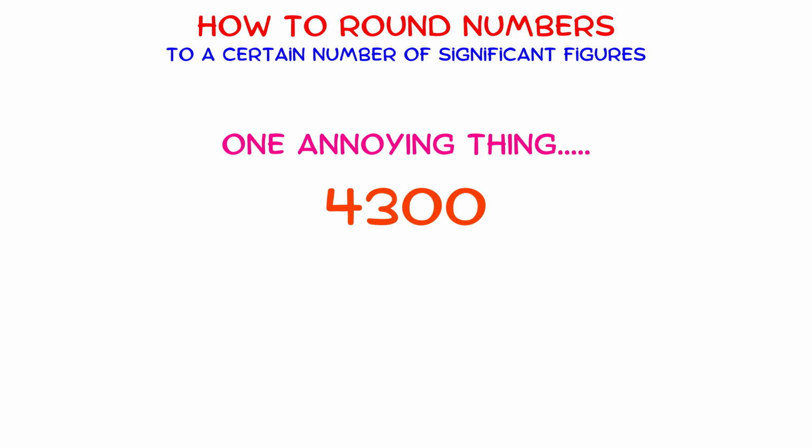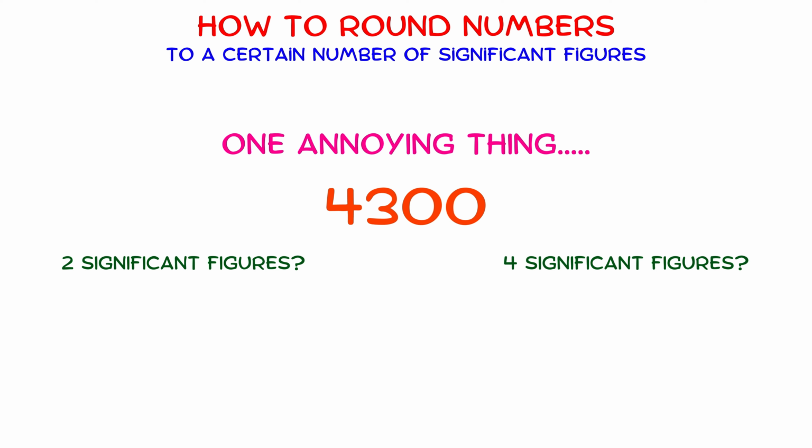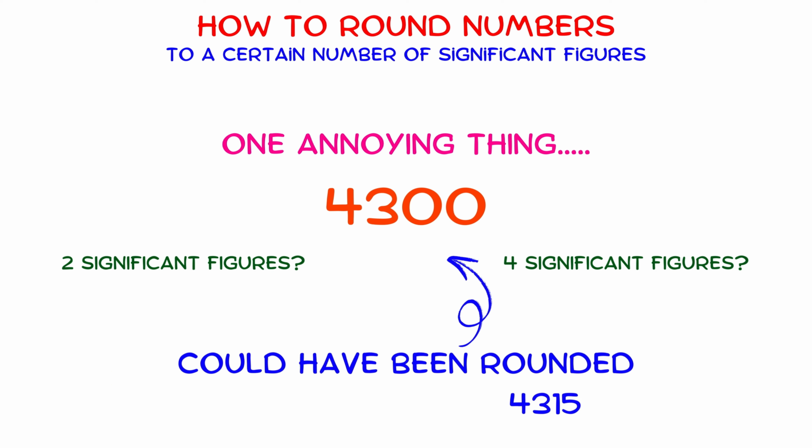Now, one last thing I want to mention is that one annoying thing with significant figures is that with a number like 4300, we can't really tell whether it has two significant figures or 4. This is because it could have been rounded to two significant figures from a number like 4315 or something, but it could also be exactly 4300 and not have been rounded at all, in which case the two zeros would count as significant figures as well. There isn't really any way of knowing which one it is, and it shouldn't really matter in your exams, but it is worth you being aware of.